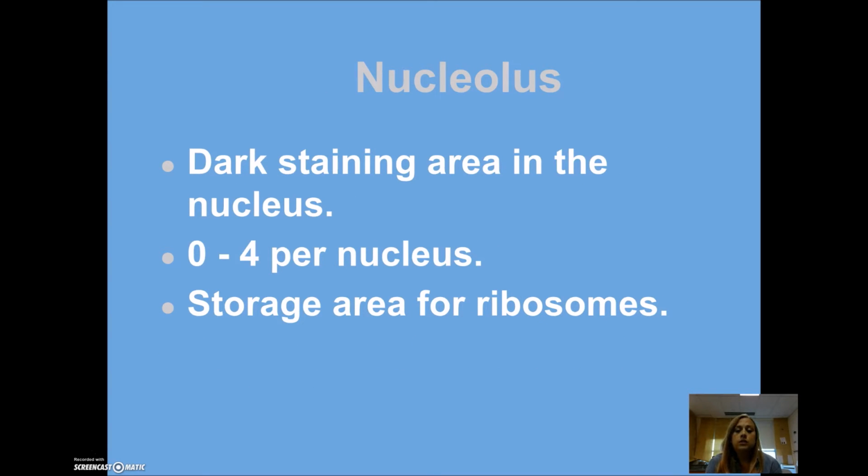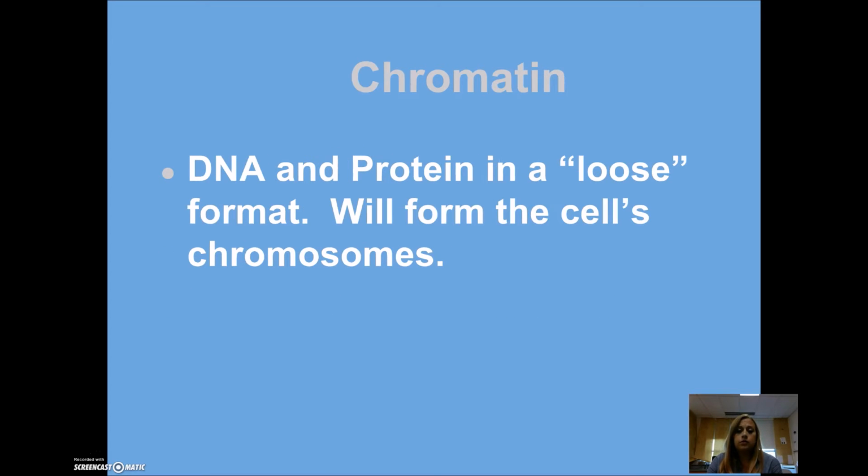The nucleolus is, it says a dark staining area, so it's going to be like a darker area within the nucleus. There's going to be, sometimes none, sometimes up to 4 within a nucleus. And this is going to be a storage area for ribosomes.